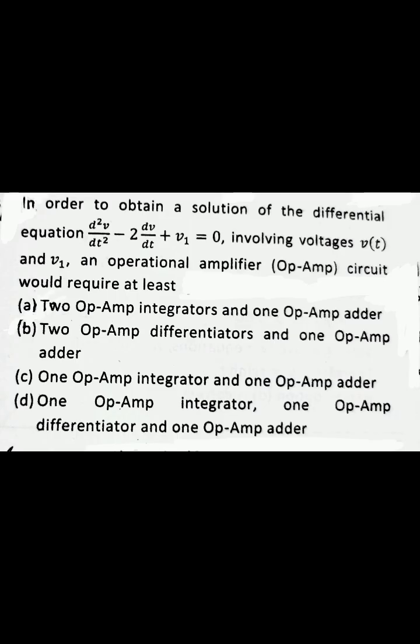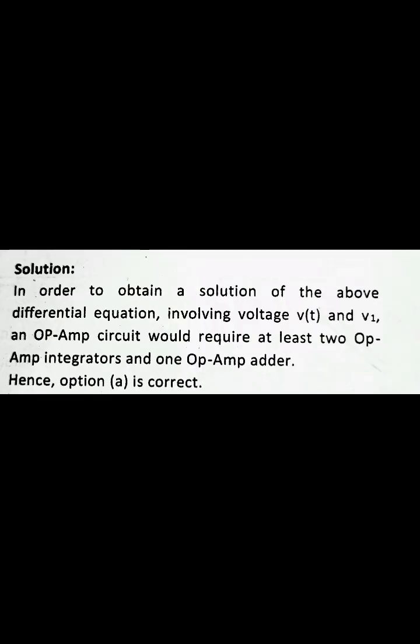The next question is, in order to obtain a solution of the differential equation d square v by dt square minus 2 dv by dt plus v1 is equal to 0 involving voltage V and V1, an operational amplifier circuit would require at least dash. So here the given equation is a second order differential equation. So to solve the second order differential equation, we need two integrators. Then to add these terms, we need one op-amp adder. So we need two op-amp integrators and one op-amp adder. So the answer is option A.